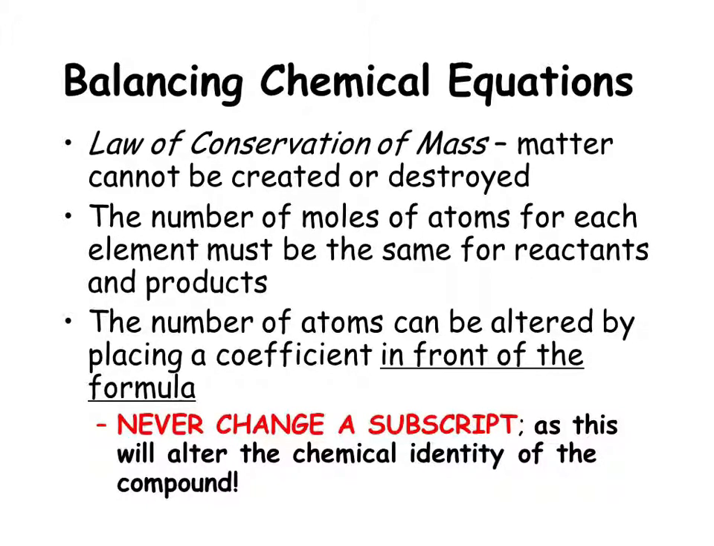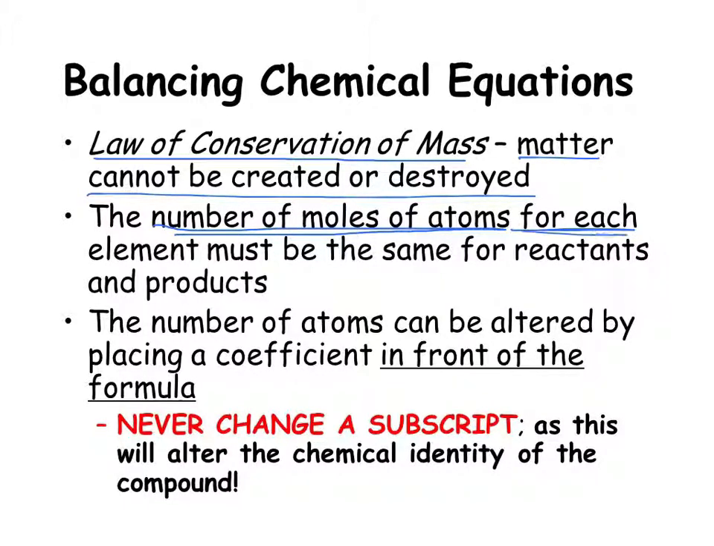Okay, for an equation to be valid and useful to scientists, it must be what we call balanced. There is a technique for balancing equations, and the reason we balance equations is the following: we cannot violate the law of conservation of mass. So we need to abide by the law of conservation of mass, which means that matter cannot be created or destroyed. Therefore, the number of moles of atoms of each element must be the same for reactants and products, and I'll show you what that means in a minute.